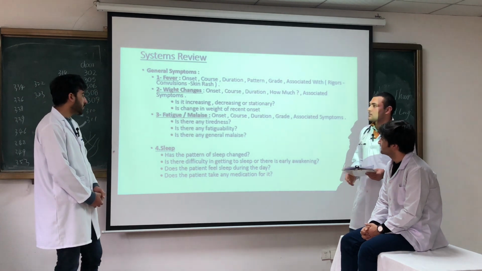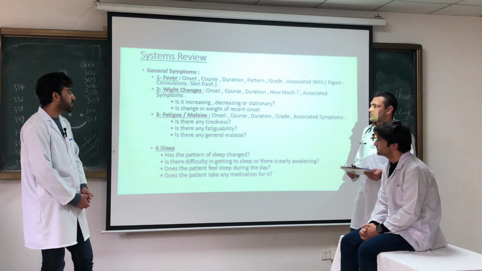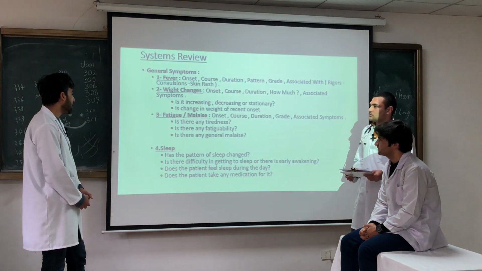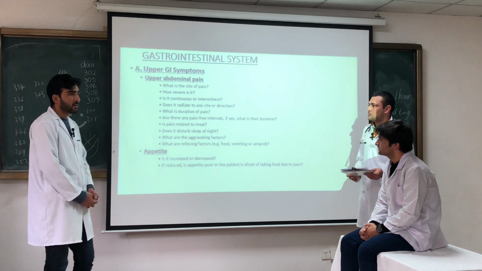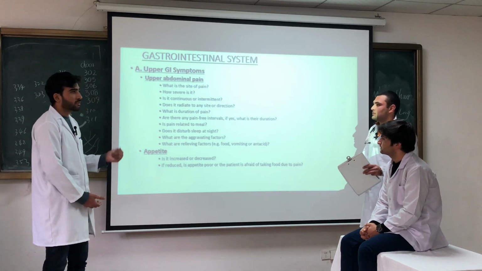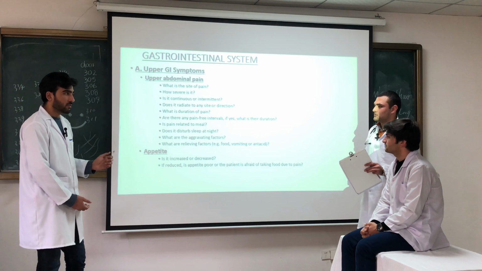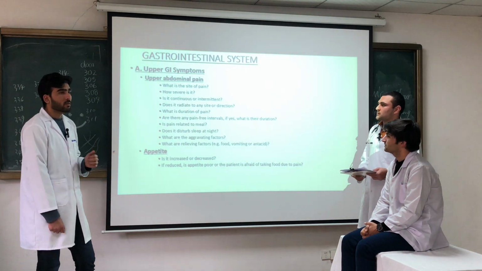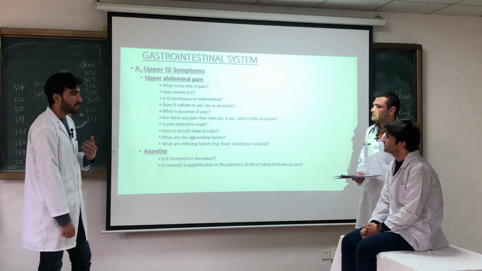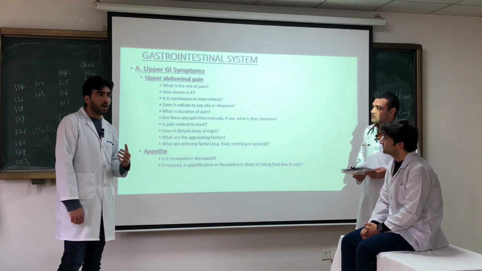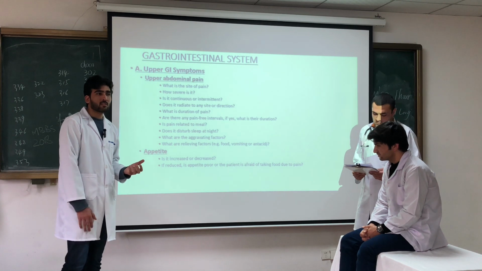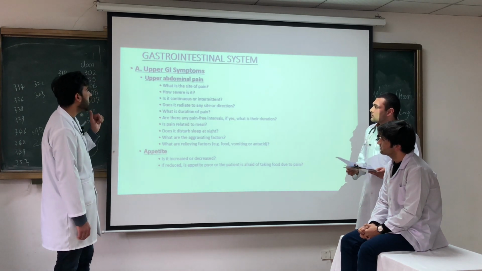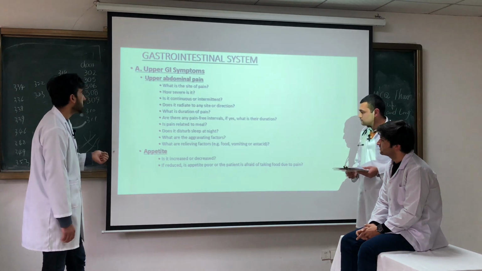And also sleep. Has the pattern of sleep changed? Is there difficulty in getting to sleep, or is there early waking? Does the patient feel sleepy during the day? Does the patient take any medication for it? And after taking general symptoms, the general systemic review, now we will specify about each system. Our main case is about the GIT, upper abdominal pain. So we will mainly focus on the gastrointestinal system.